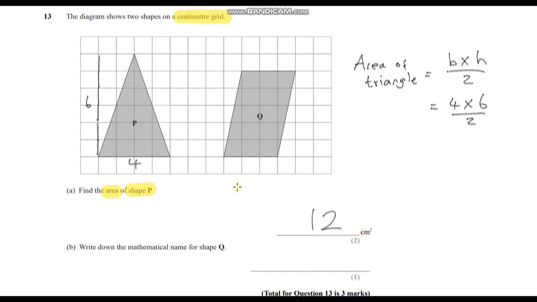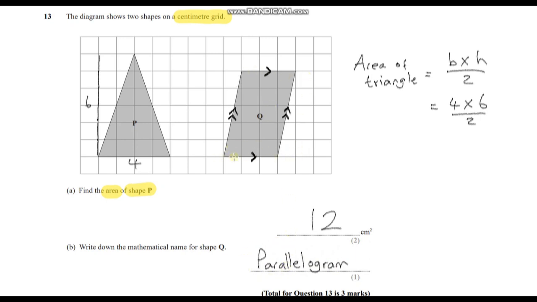Okay, and part B, write down the mathematical name for shape Q. Well, to understand what the name is, we need to see that here we've got parallel sides. These 2 lengths are parallel, and these 2 sides are parallel. So any shape with 2 pairs of parallel lines is a parallelogram. Parallelogram, and I think I've spelled that correctly. So don't worry if you don't get to spell it correctly, but it is a parallelogram.